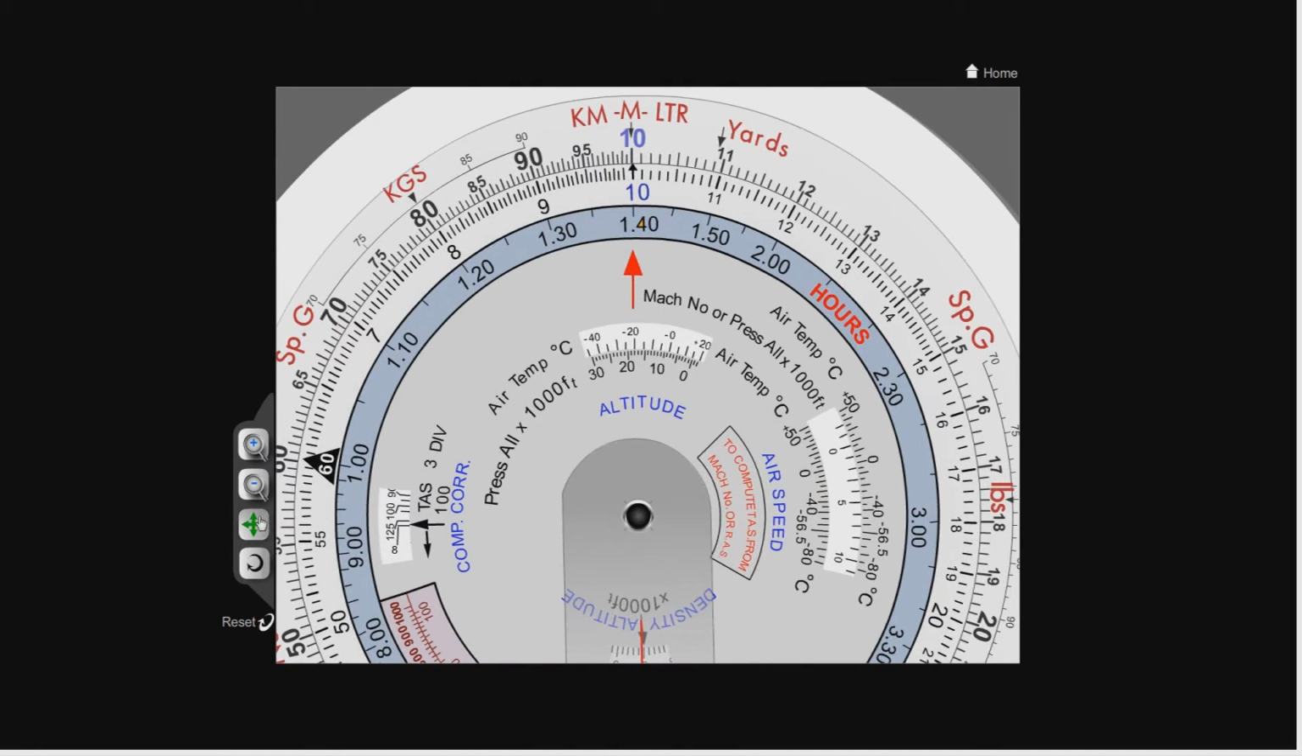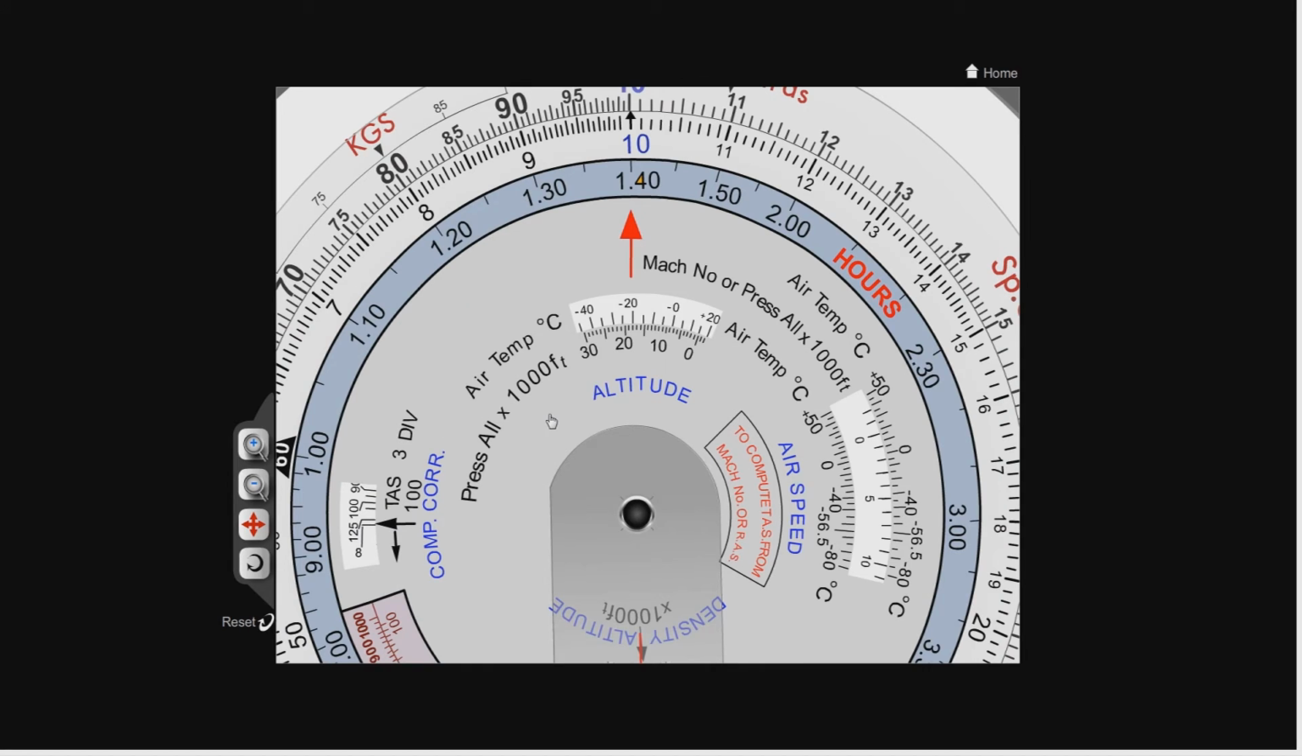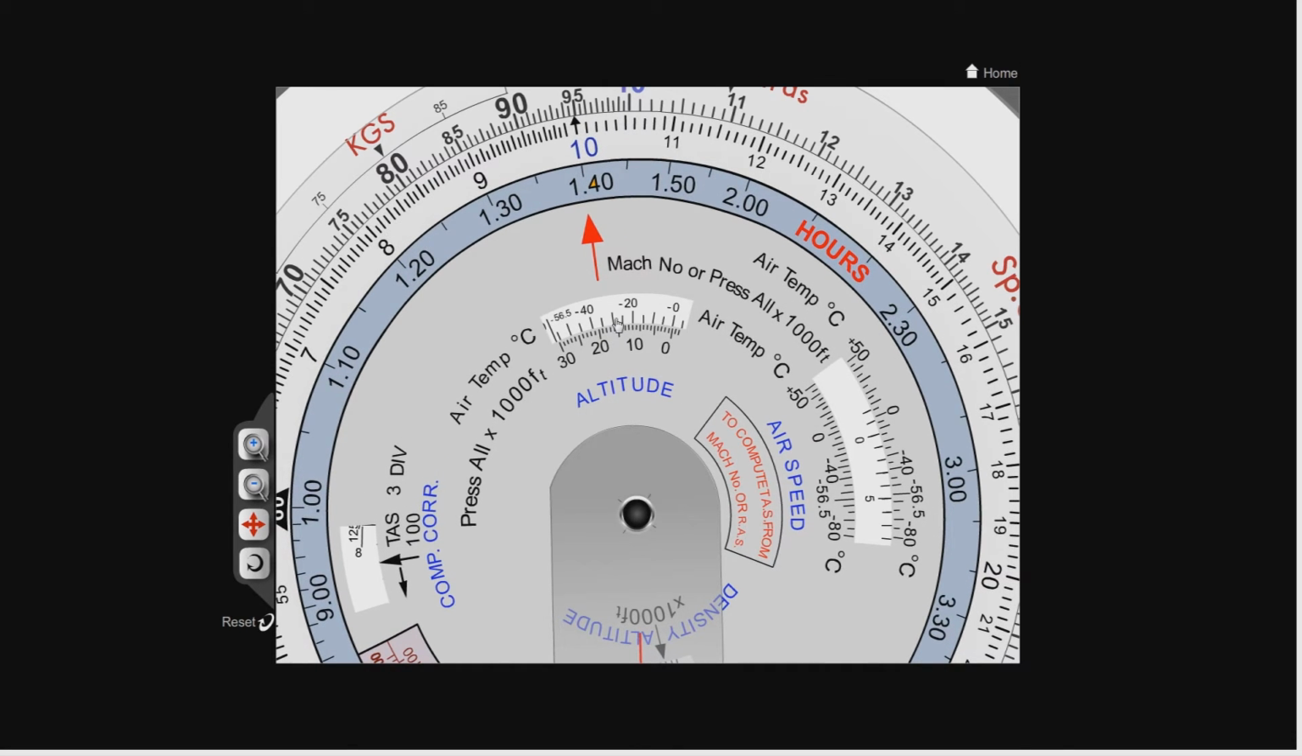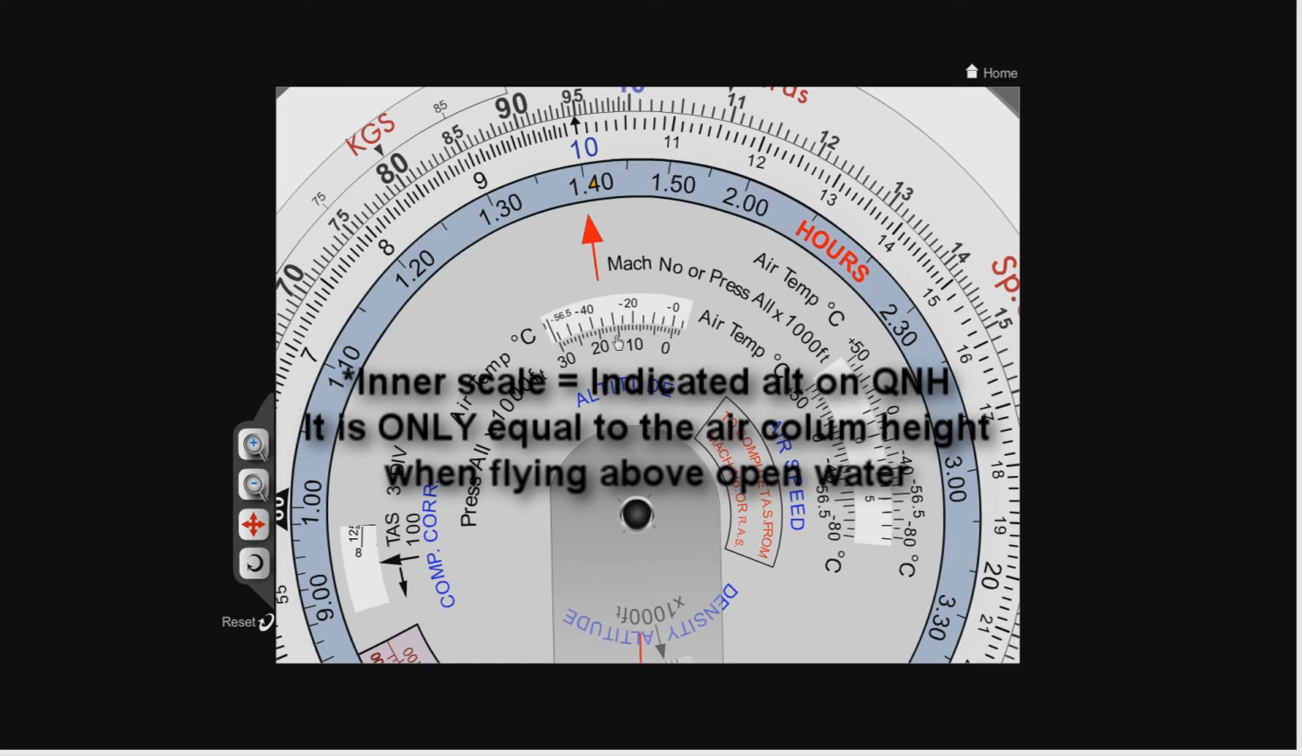So what we're going to do is simply set up our temperature and pressure altitude, which in this case, all we've got is 16,000 feet, and the temperature is minus 30 degrees. So here's minus 30 degrees, and we're going to set up 16,000 feet, which is 16,000 gets minus 30. Okay, and then what we do is we look on the inner scale of the CRP-5 for our indicated altitude.